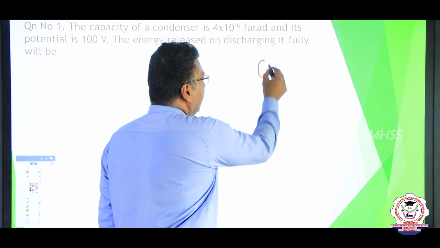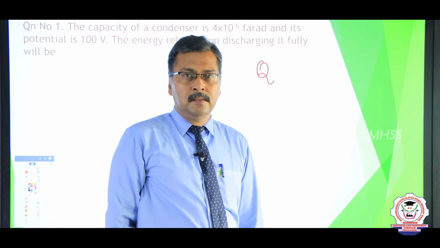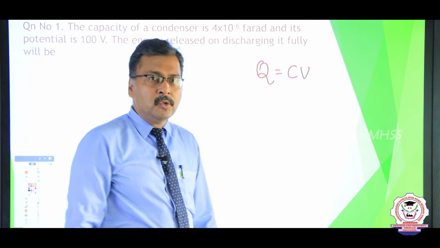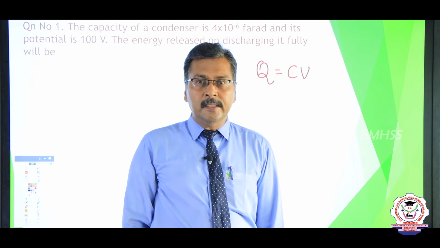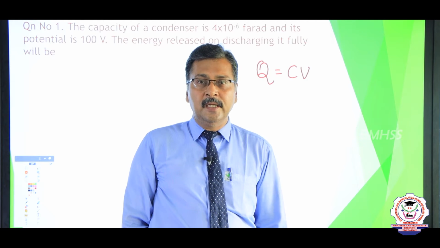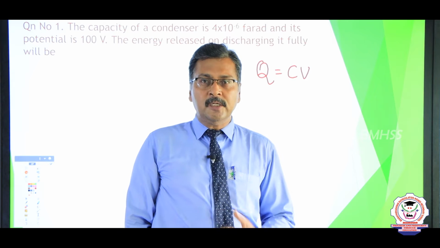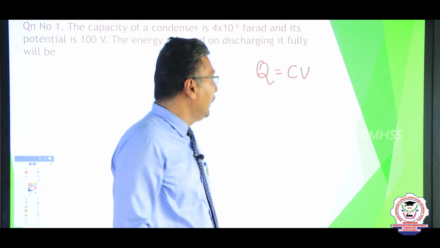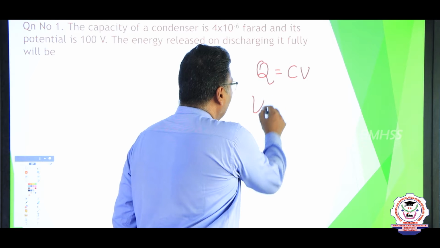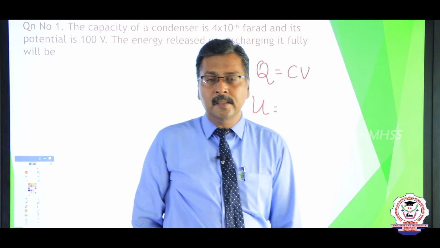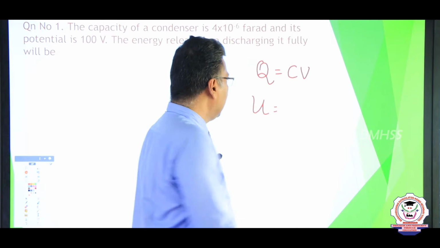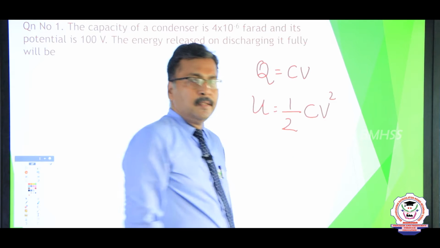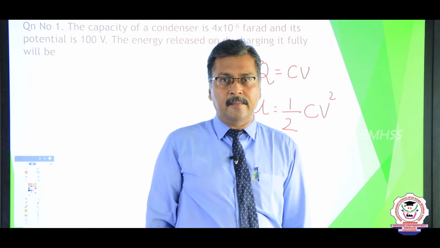In a capacitor, Q, the charge taken in, is proportional to CV. This is the first and foremost formula you should remember, because the charge in a condenser is proportional to voltage, and the constant of proportionality is capacitance. Then U, the energy transferred when the capacitor is charged or discharged, is half of CV squared. These two are the main formulae based on which we will solve the problems today.